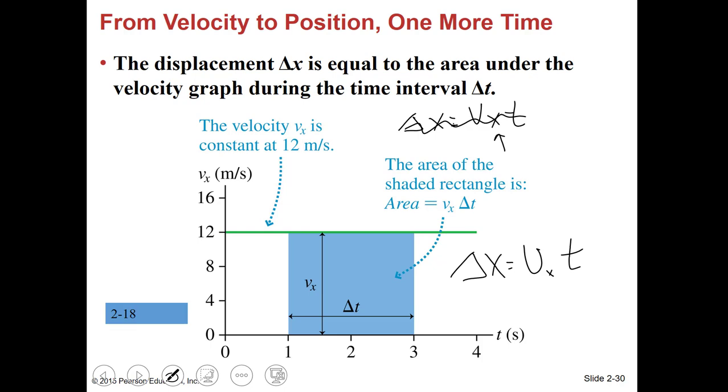So if you were to take the velocity, that's this part, multiply it by the time, that's this part, that gives you the area under a curve. So if you have a velocity versus time graph, the area under the curve is the displacement. So the area under a velocity versus time graph is the displacement. So let's take a look at this problem 218.